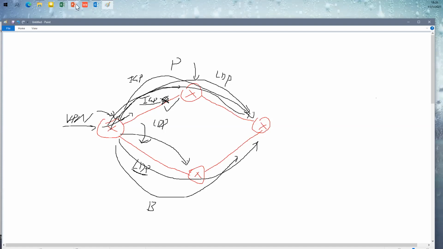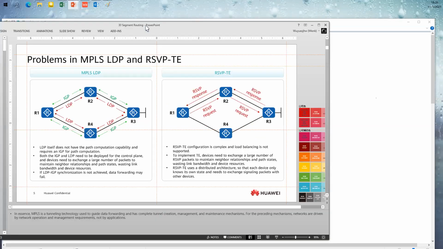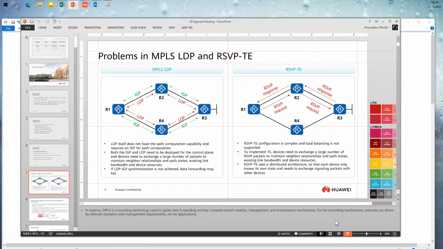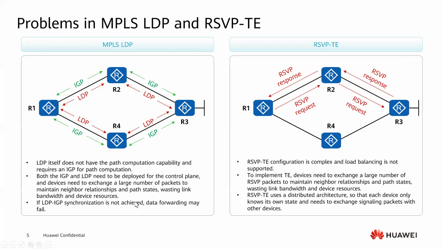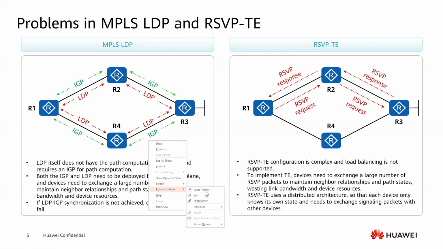So you will create packet loss. Some packets will be discarded during that time. So these are the two problems that LDP faces.